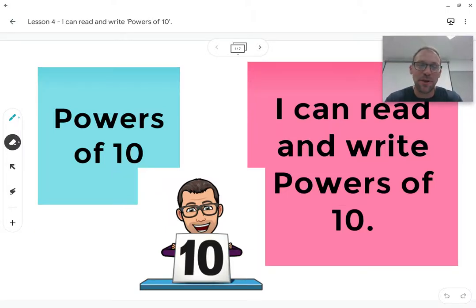Today we're going to learn about powers of 10. Our learning target is I can read and write powers of 10. So by the end of today's class, I want you to be able to read a power of 10 correctly and write one correctly. Are you ready to start?